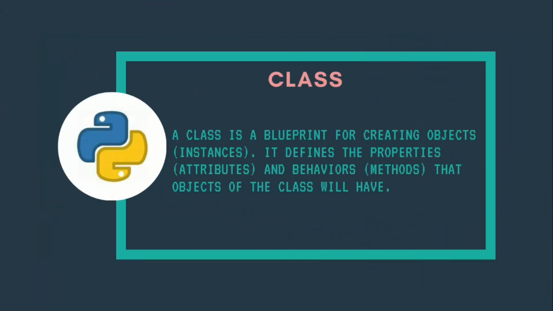Just to recall, a class is a blueprint for creating objects. It defines the properties and behaviors that objects of the class will have. We will talk about the self parameter as well as the init method.